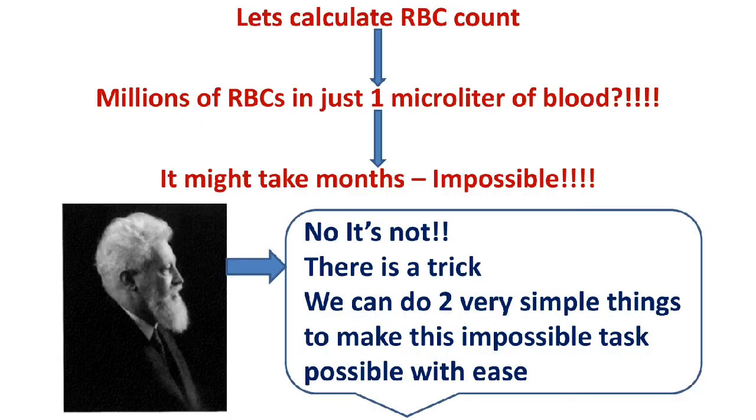Imagine if we are counting individual RBCs for RBC count. That's in millions of cells per just a microliter of blood, then it might take months to calculate the RBC count of a single sample. That is practically impossible. So what can we do? We can do two simple things.